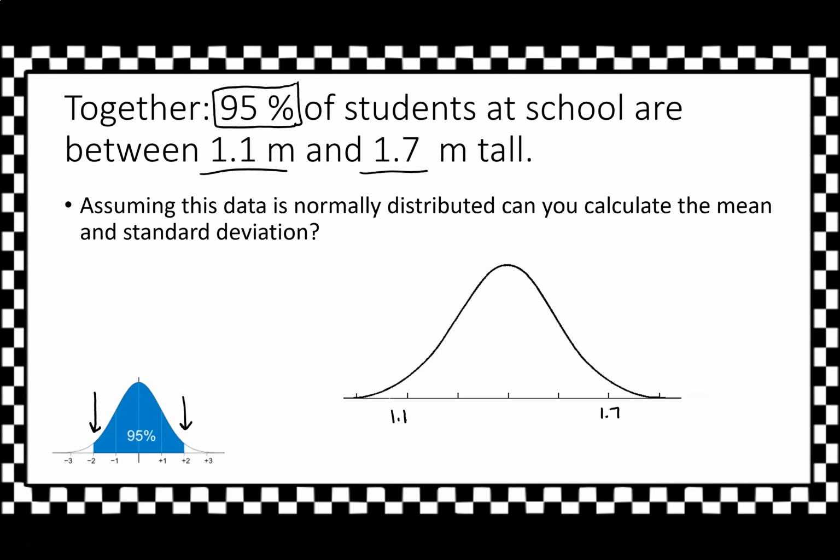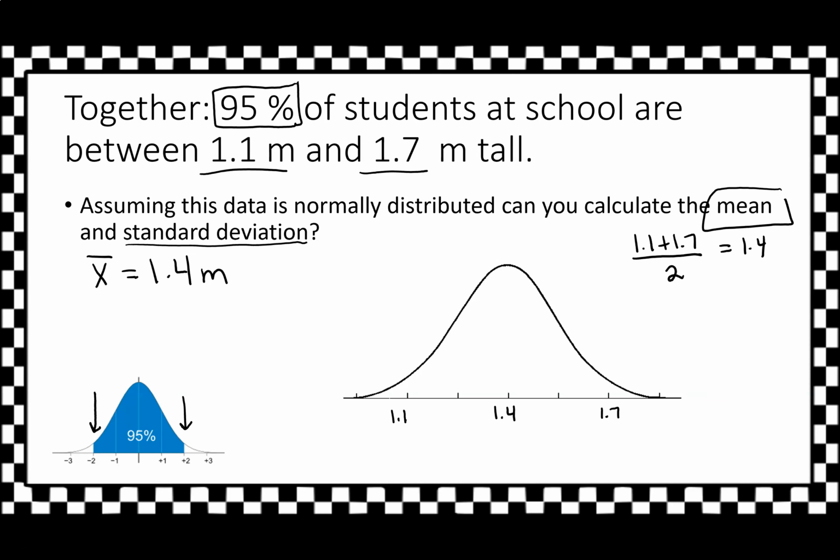Well, can we find our average from 1.1 and 1.7? Certainly. We're just going to add up 1.1 plus 1.7, divide that by 2, and that's going to give us 1.4. So now we know that the average of our sample is 1.4 meters. All right, so I've already done the mean. Now let's go ahead and find the standard deviation.